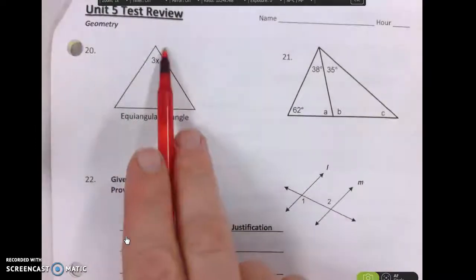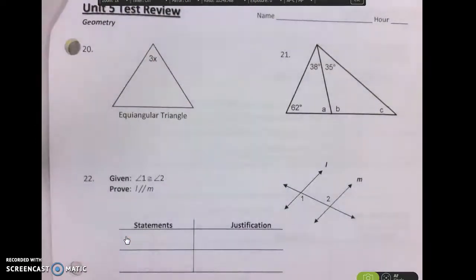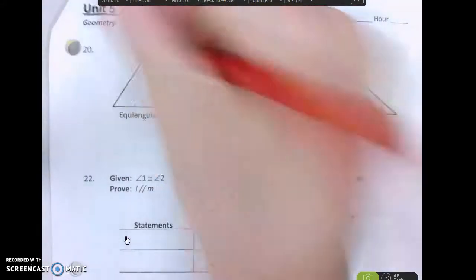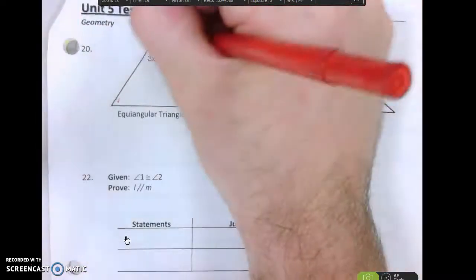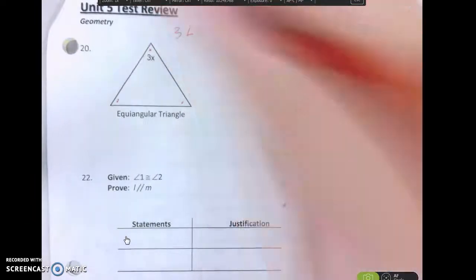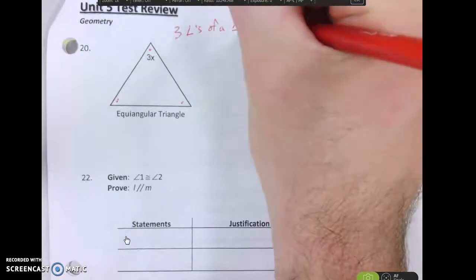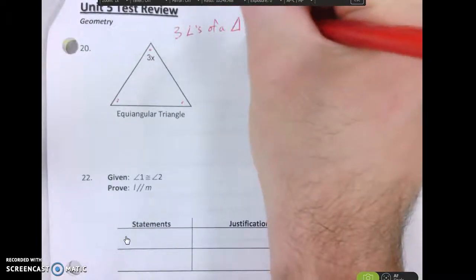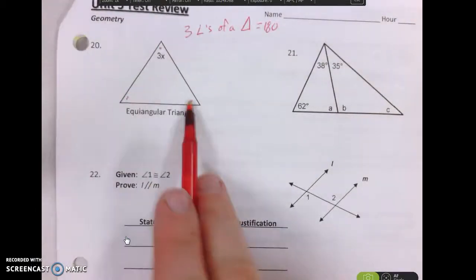Now, both of these problems are triangle problems. So we had a triangle sum theorem, it was called. The triangle sum theorem said this angle here plus that angle there plus that angle there. The three angles of a triangle equal 180. Every single triangle. So these triangles add up to 180.